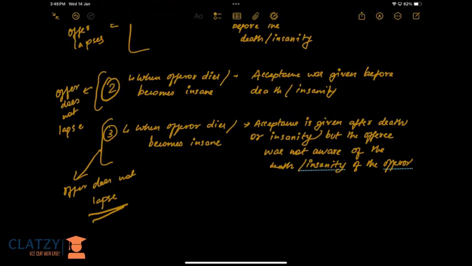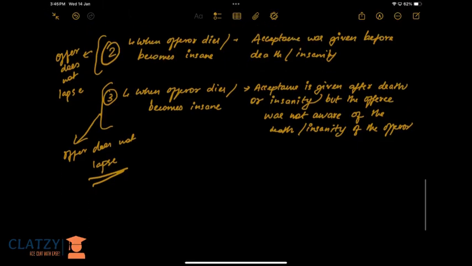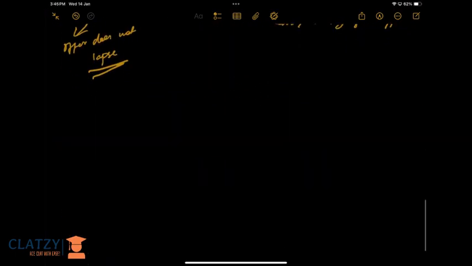If the offeree had knowledge of the death or insanity and he gave his acceptance after the death or insanity, then the offer lapses. But if the offeree did not have the knowledge of the death or insanity and he gave his acceptance after the offerer died or became insane, then the offer does not lapse. It is a valid acceptance. So these are the 4 ways in which an offer can lapse.